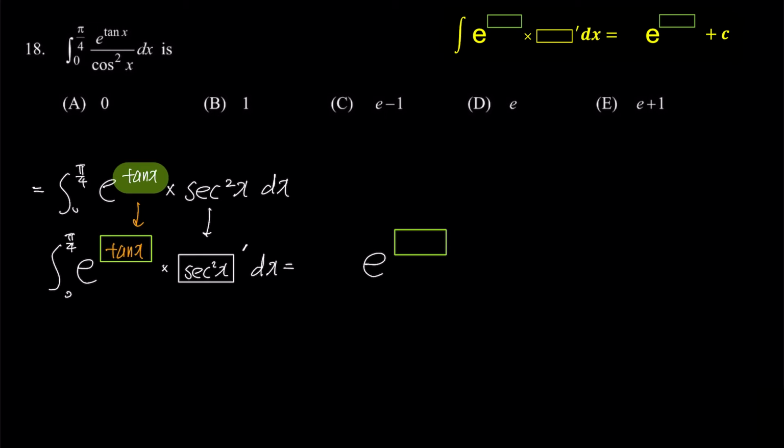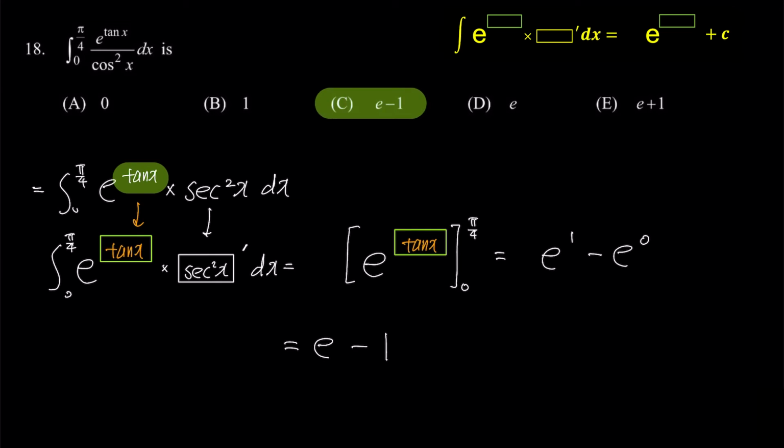box prime. Now, for the right answer, we just need to substitute the values into e to the power of tangent x. Tangent pi over 4 is 1 and tangent 0 is 0. So the answer is e minus 1, which is option C.